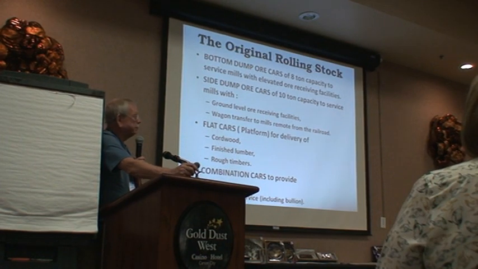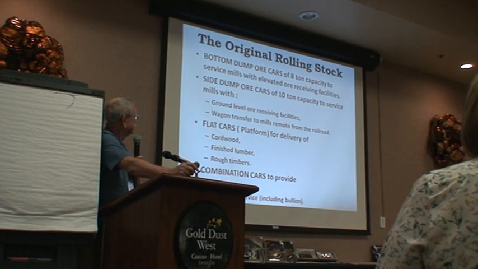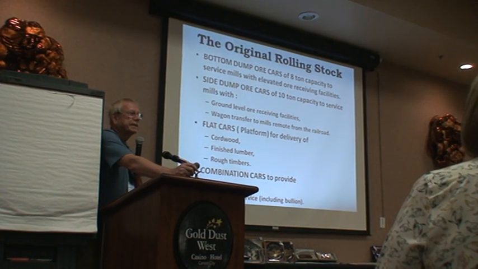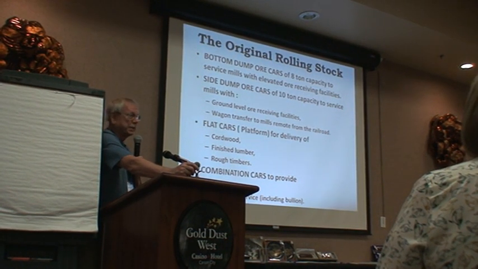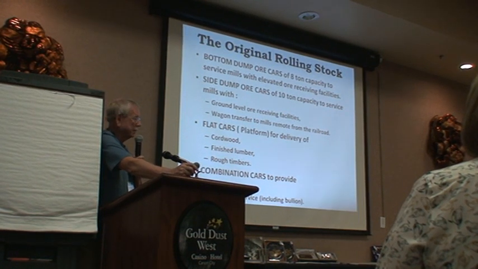The ore cars had specific customers that they targeted. The bottom dump ore cars could go to mills that had the receiving facilities high enough in the air that you could bottom dump. The side dumps went to mills that already existed where you couldn't deliver stuff that way. And the side dumps were also used to haul tailings from down at the Mexican mill all the way back up to Virginia City, where they went to the tailings mill in 6 Mile Canyon.